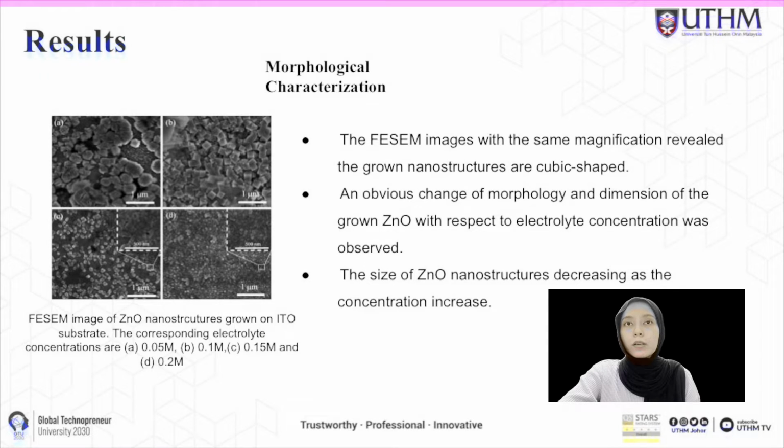Lastly, the result for morphological characterization. From the figure, FESEM images of zinc oxide nanostructures grown on the ITO substrate. The corresponding electrolyte concentrations are shown in figure A for 0.05 molar, B for 0.1 molar, C for 0.15 molar, and D for 0.2 molar. The FESEM images with the same magnification revealed that the grown nanostructures are cubic in shape.